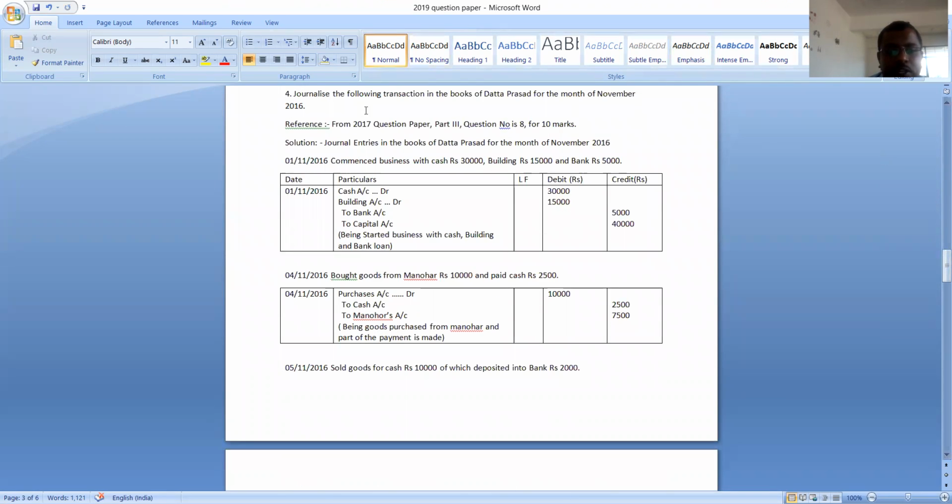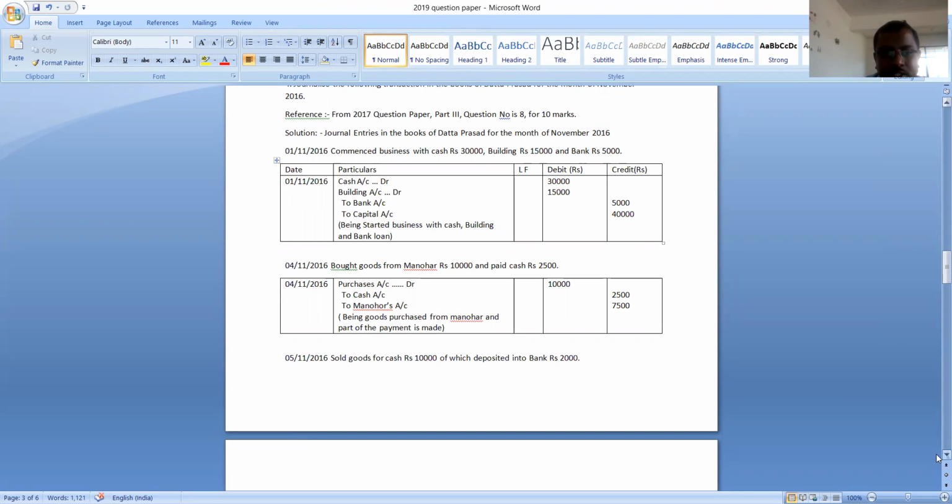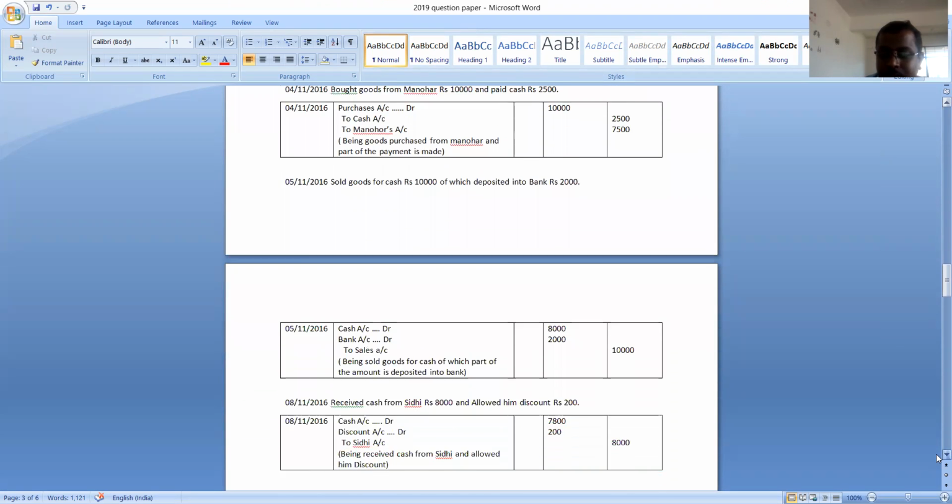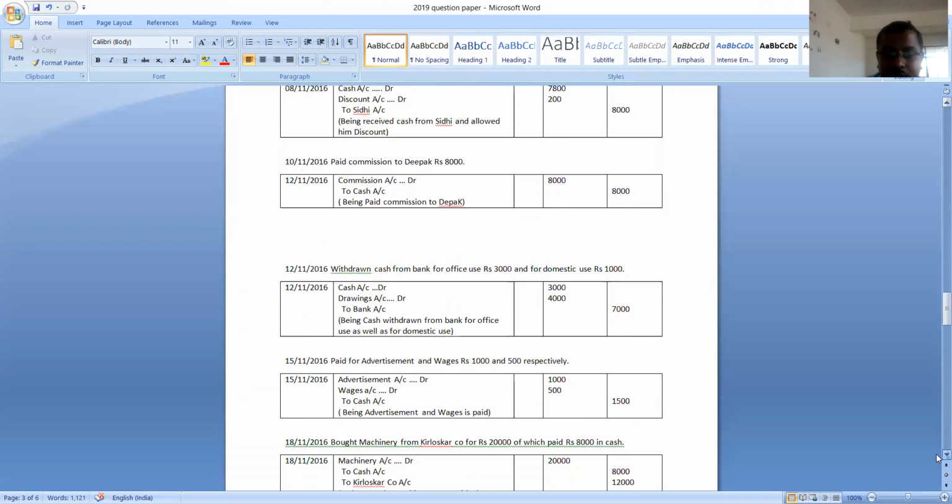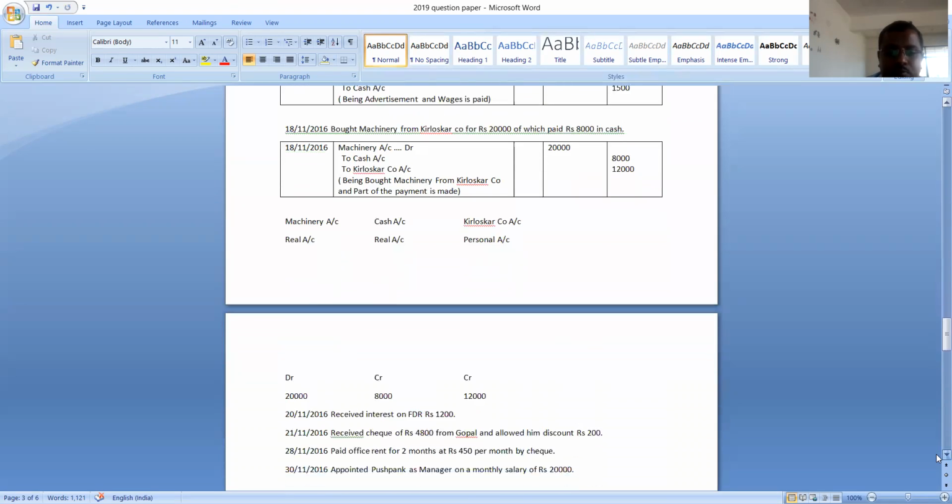As we all know, it is from the 2017 question paper, and it is there in part three. It is question number 8, and it appeared for 10 marks. We have completed almost 7 to 8 transactions, right? We'll complete the remaining transactions now, and later we'll move to the next problem.